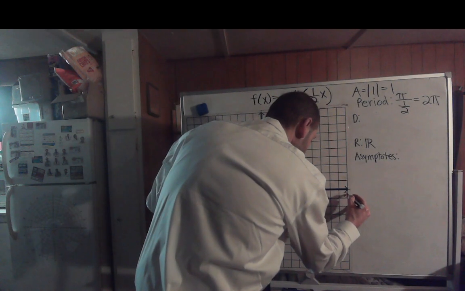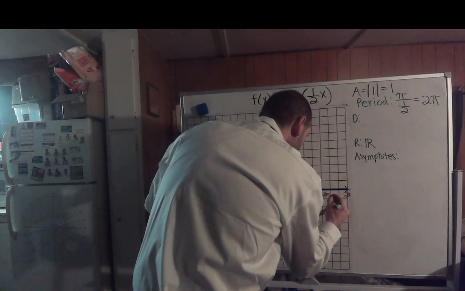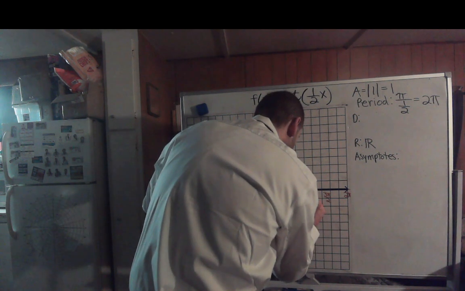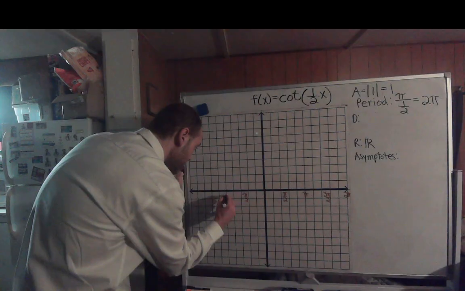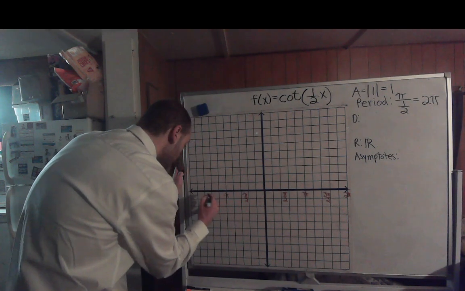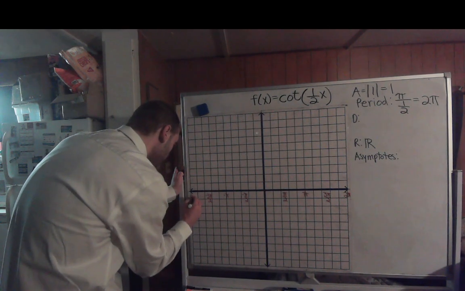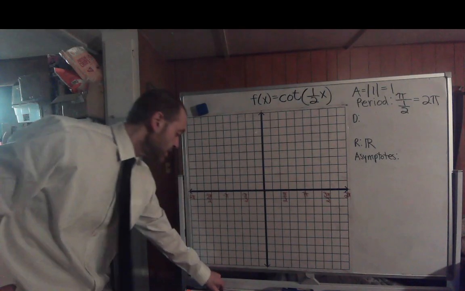So let's label all these points here. 2 pi. Here's going to be 3 pi over 2. Here's going to be pi over 2. No, I'm sorry, just pi. Here's pi over 2. Alright, negative pi over 2. Negative pi. Negative 3 pi over 2. And then negative 2 pi. Since the period's based on 2 pi and we want to graph 2 full periods.